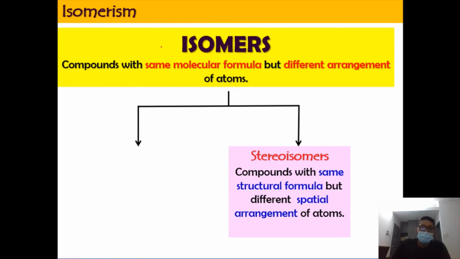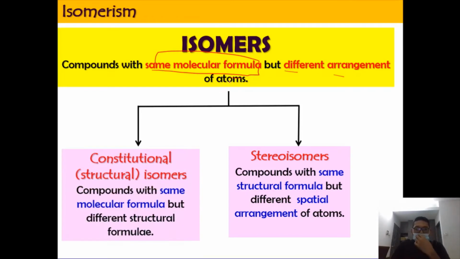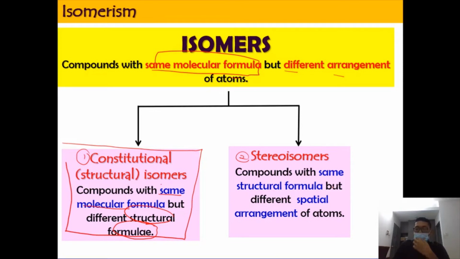Isomers are basically compounds with the same molecular formula, but different arrangement of atoms. Isomers can be divided into two. First, we have the constitutional or structural isomer. Second, we have the stereoisomer. Structural isomers are compounds with the same molecular formula, but different structural formula. In this video, we're going to look into number 1 first. Number 2, we're going to deal with in the next video.